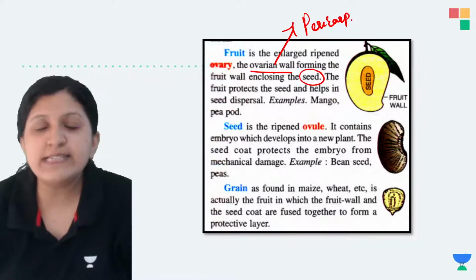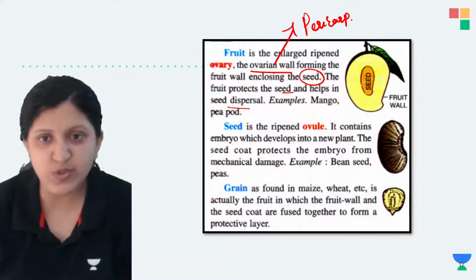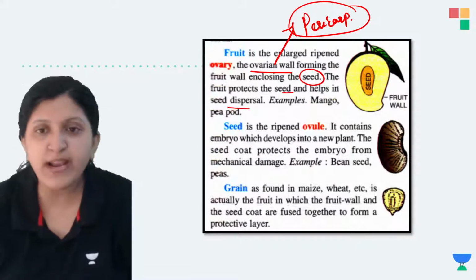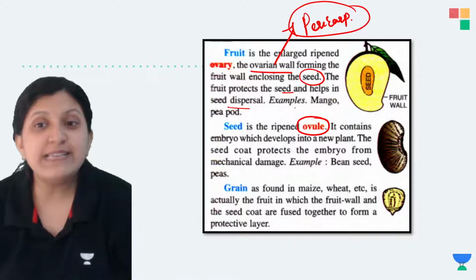So here in this case, the fruit protects the seed and helps in the seed dispersal, the same thing we saw for the pericarp. Alright. Now a seed is a ripened ovule. So this is ripened.